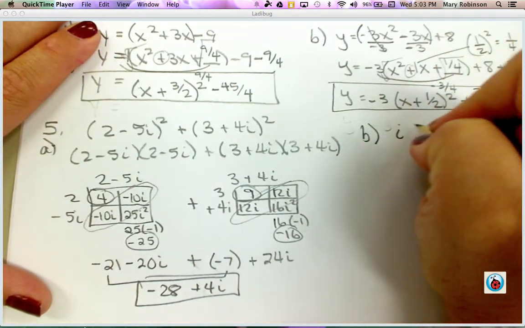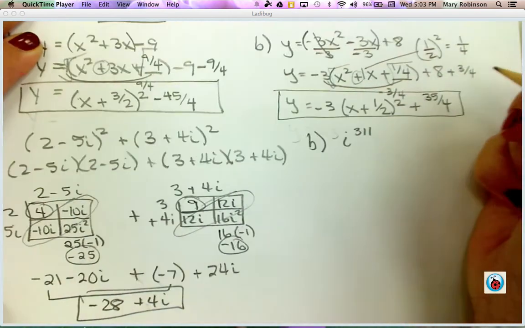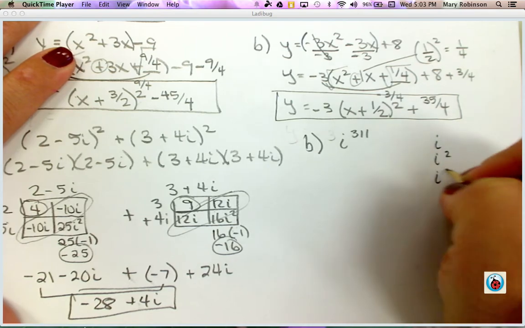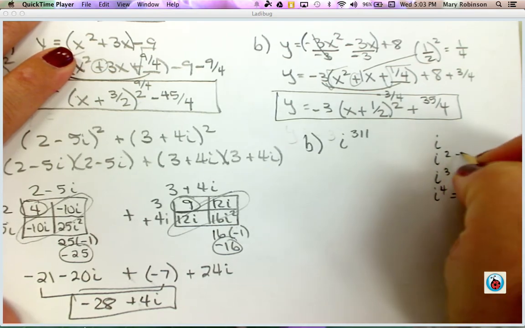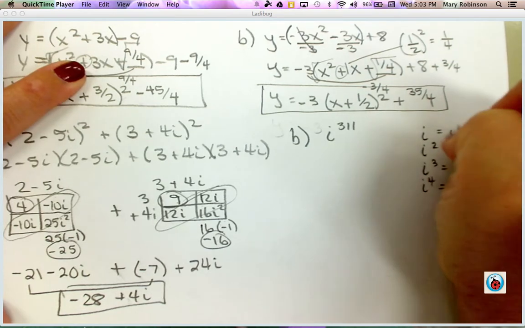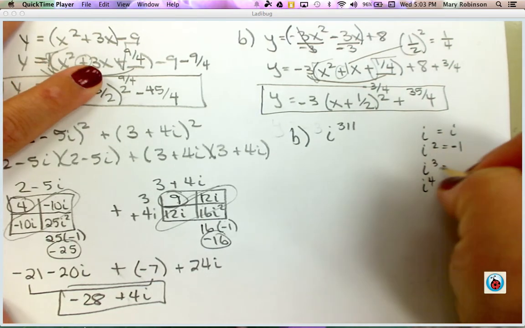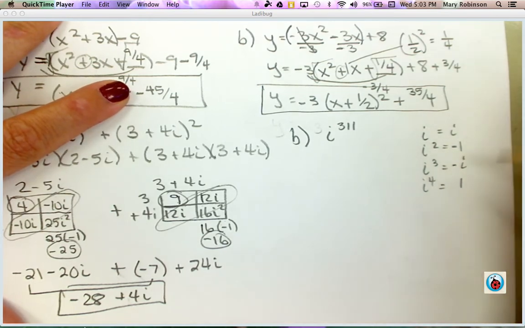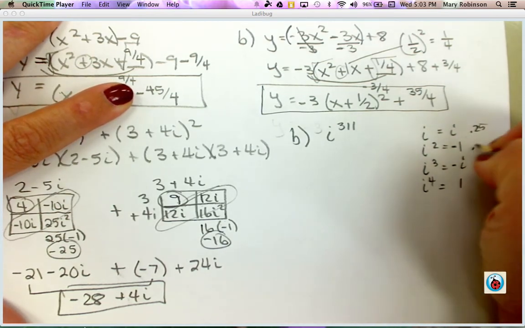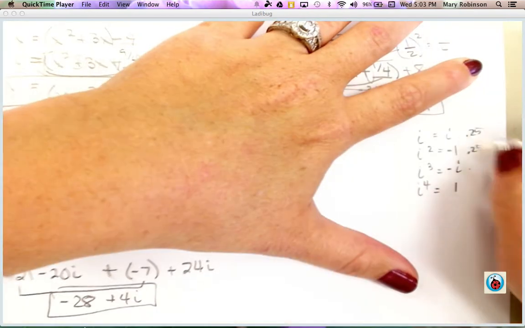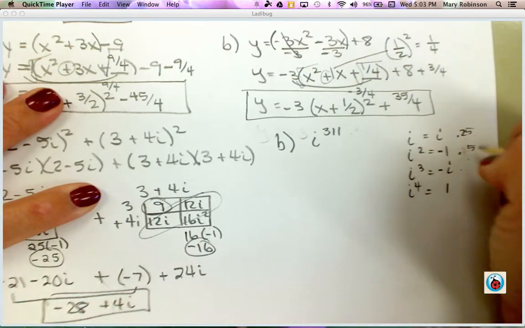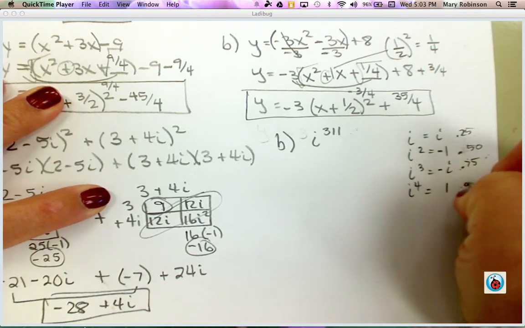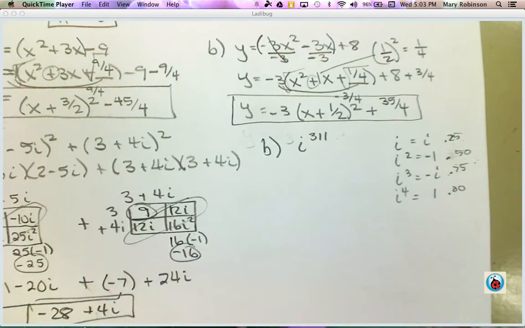For B, you simply had to do i to the 311th power. Remember, it's a good idea to write your chart out so you can use it when you need it. But i is i, i squared is negative 1, i cubed is negative i, and i to the 4th is positive 1. If you divide your exponent by 4 and look at the decimal part, you pay attention to what's left over to help you know what it corresponds to.